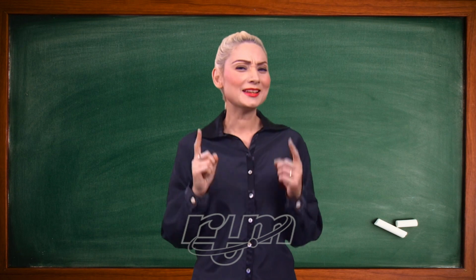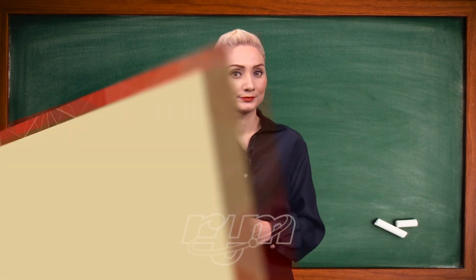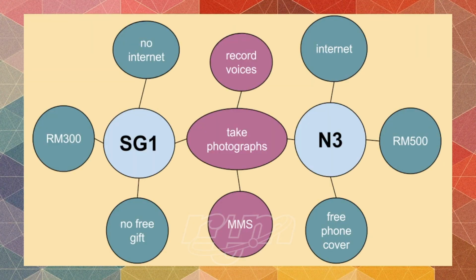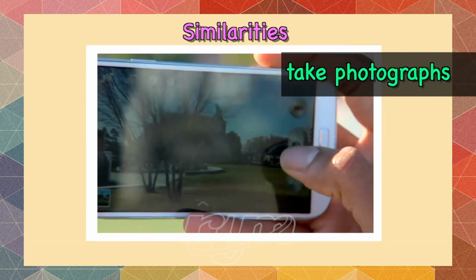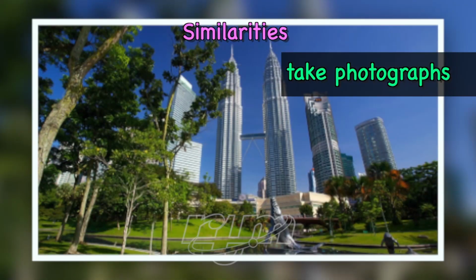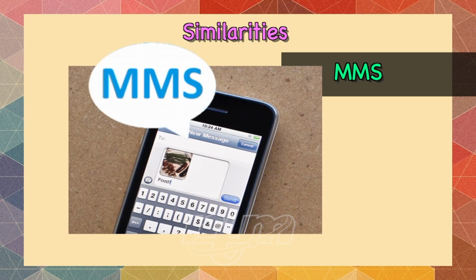Ready? Let's check what you've written. These are just suggested answers, so if you have slightly different answers, it's alright as long as you get the main idea. Let's start with the similarities. I have written that both phones can record voices, take photographs, and MMS.